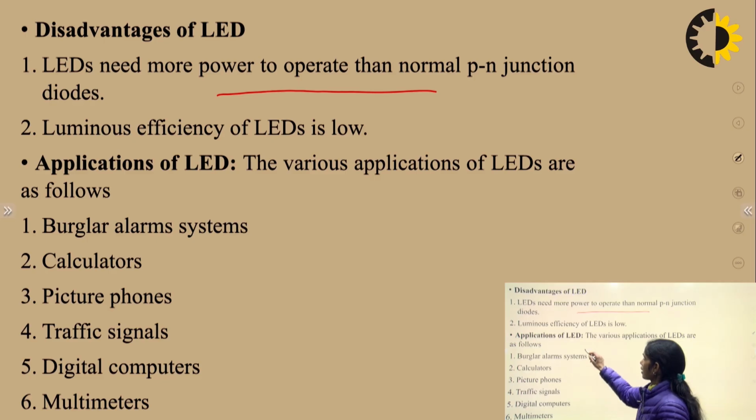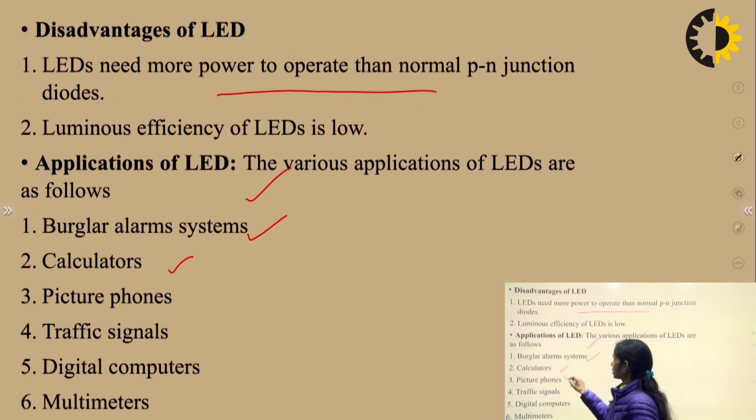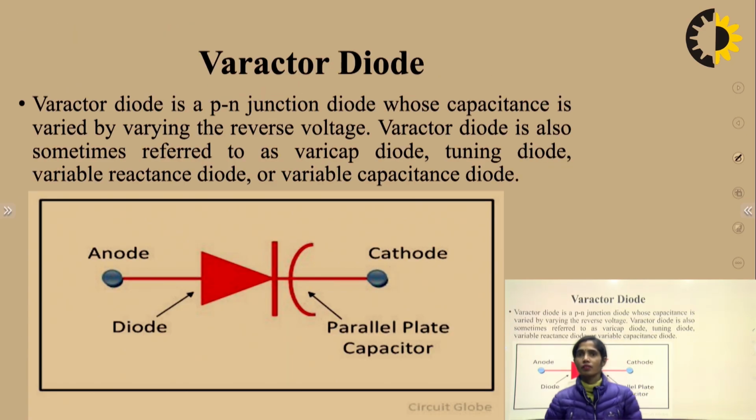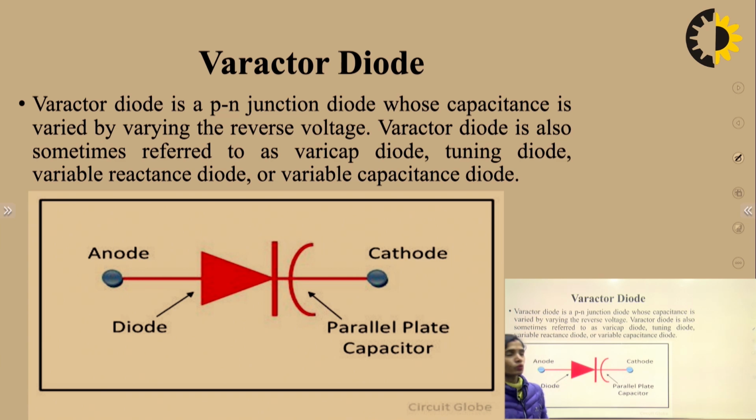So the applications we can see here: it is used in burglar alarm systems, calculators, picture phones, traffic signals, digital computers and multimeters. Now next, we are going to study the next special diode, that is the varactor diode. Varactor diode, that is variable capacitor diode.